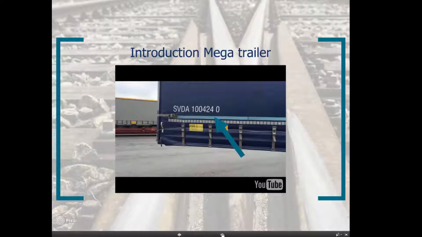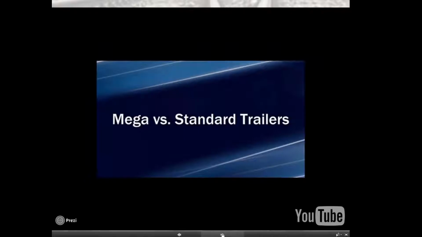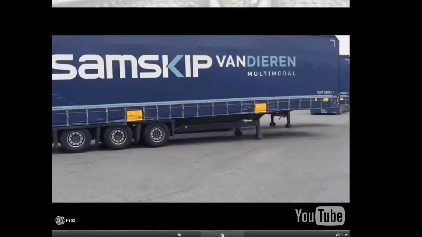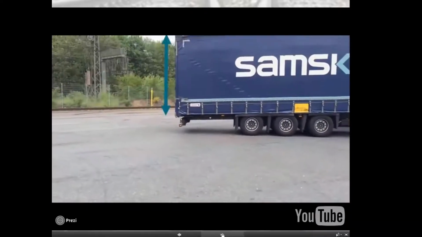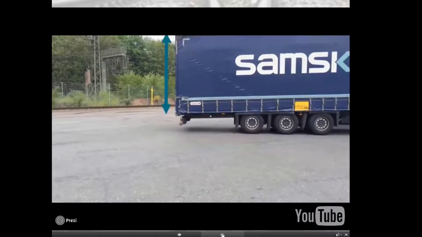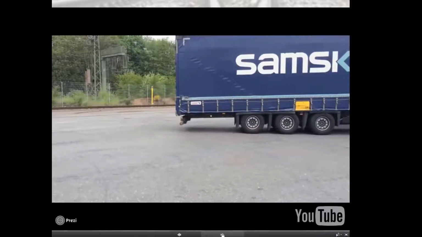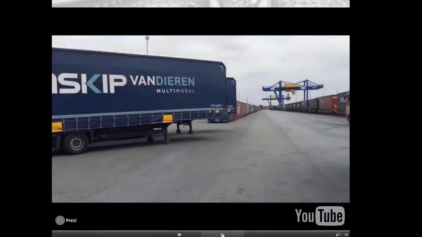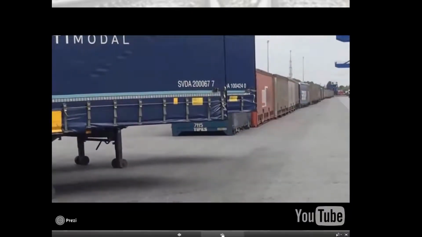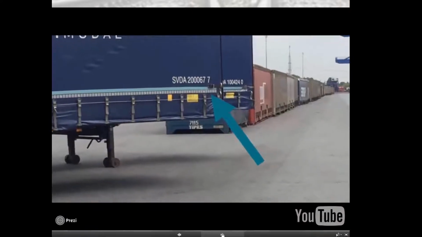We will first show you a short introduction movie, Mega versus Standard Trailers. So this is one of our mega trailers. The most essential difference in appearance between a standard and a mega trailer is the difference in internal height. Another important item which makes clear that we are talking about a mega trailer is the ILU code. An ILU code is permitted on all trailers. The ILU code for our mega trailer always starts with a 2.